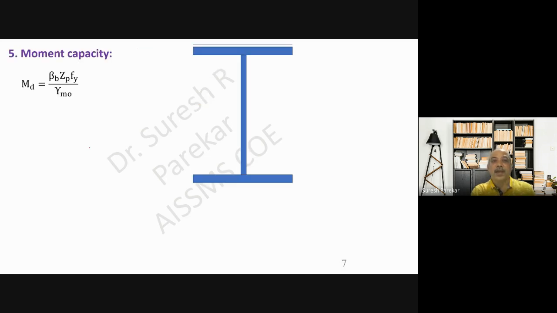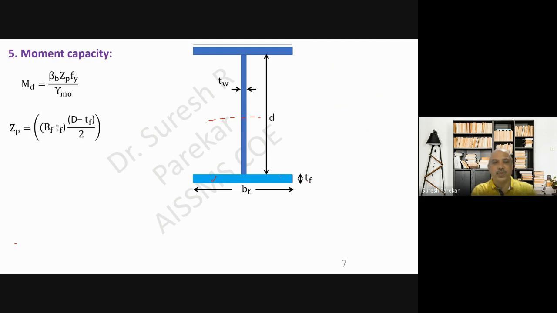Fifth step, now we will calculate the actual moment capacity. In this I section we have considered d as the depth, bf width of flange, tw thickness of web, tf thickness of flange. What will be Zp? First we will consider this bottom flange, you can see, and for this bottom flange we have to take moment about the center, and then this will be bf into tf, and what will be this distance? d by 2 plus tf by 2. So you can see this.